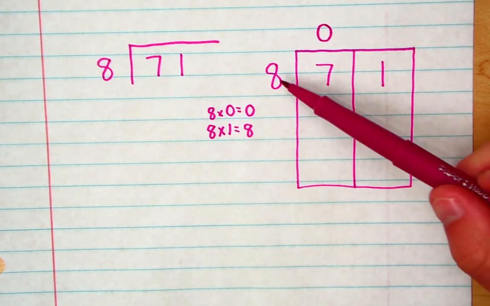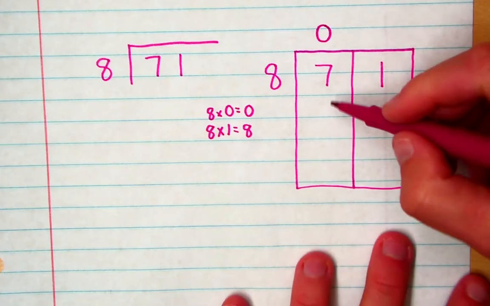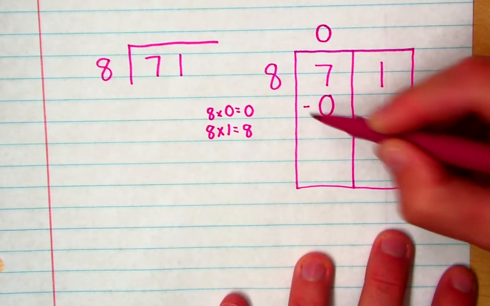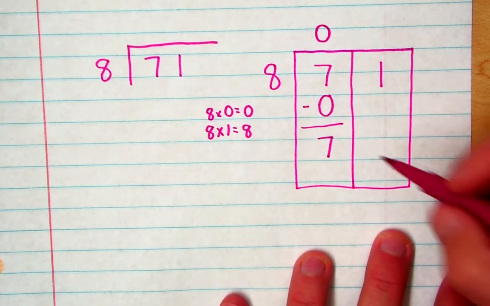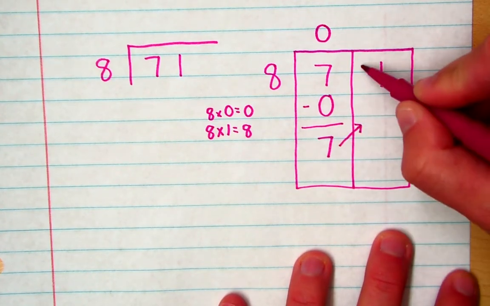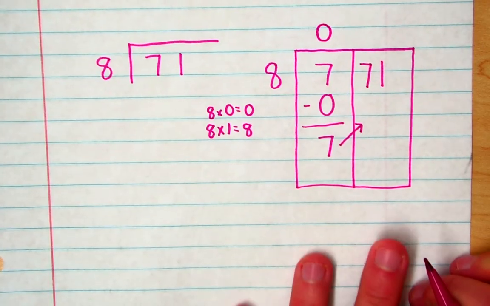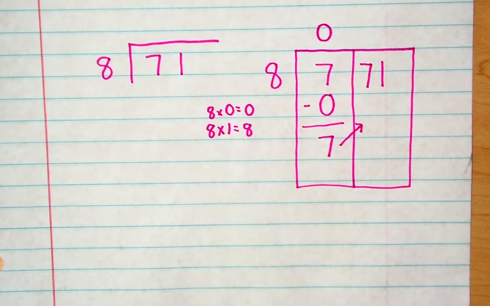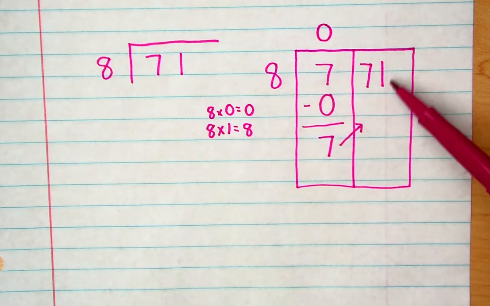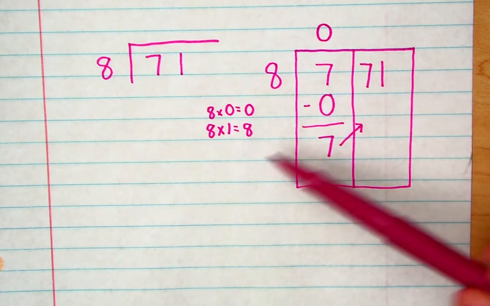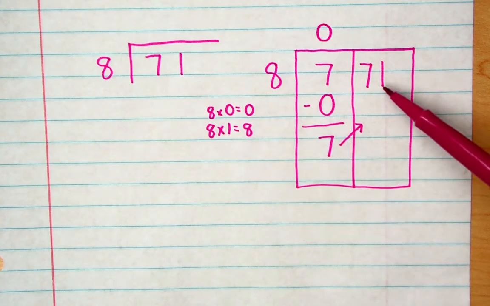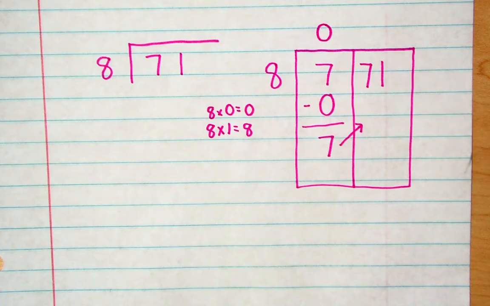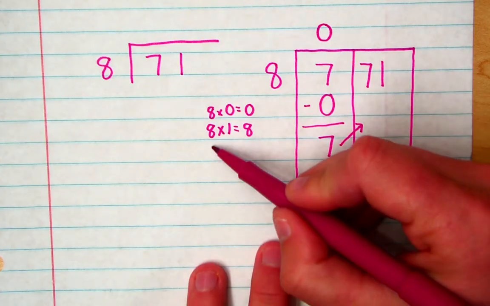I need to then multiply 8 times 0, which is 0, which means I still have 7 left over. Now what I need to do is I need to slide my 7 over to this column, and now I need to ask myself the same question. How many times does 8 go into 71? So I'm going to keep working on my multiplications over here to see how many I need to get to 71 without going over. Let's try it.